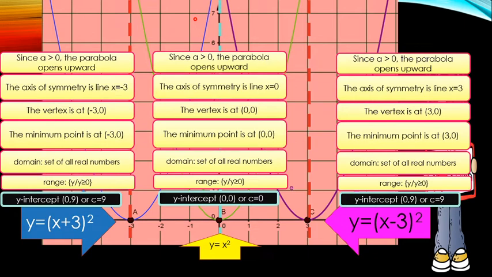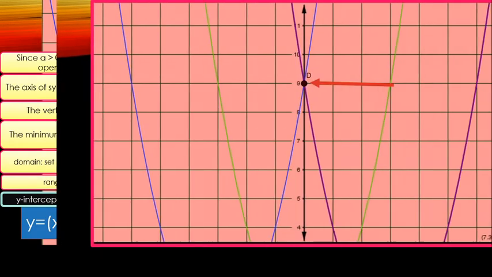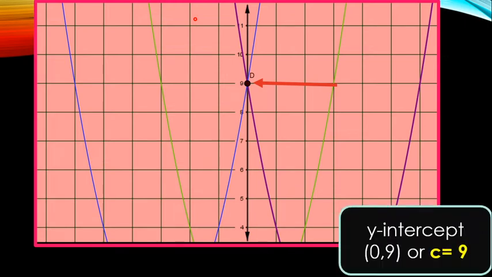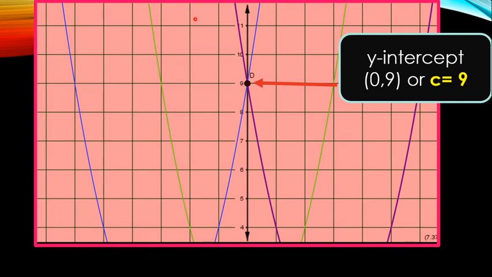So, I am going to show you how to find the y-intercept. If you extend our graph above, we can find this point at (0, 9), which is our y-intercept, or c equals 9. What is this c, which is equal to 9? That is the constant value of our quadratic function.